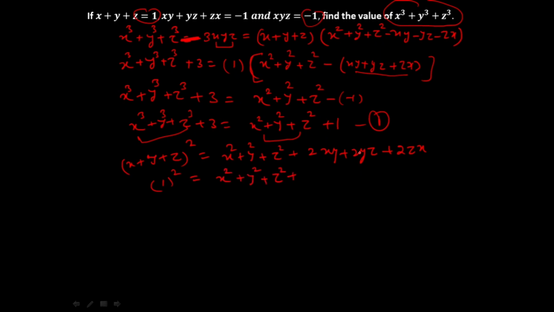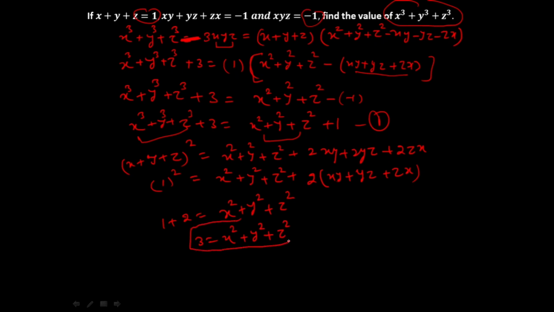And what is common in all these? 2 is common. The remaining part is xy, yz and zx. This value is again in the question, that is minus 1. Now minus 1 times 2 is minus 2. So this whole part becomes minus 2. Take this minus 2 on that side, so that becomes plus 2. So the value of x square plus y square plus z square is nothing but 3.